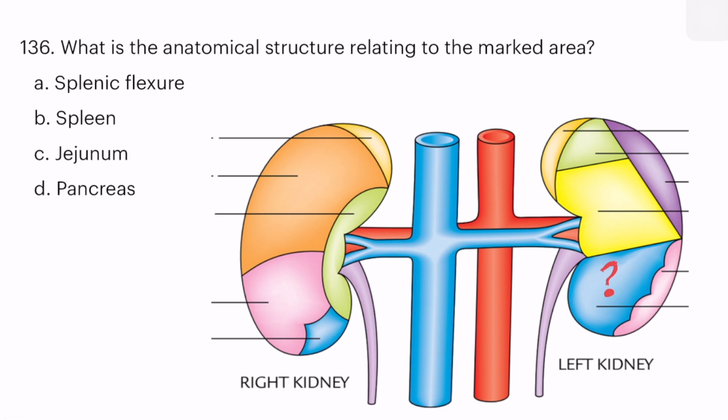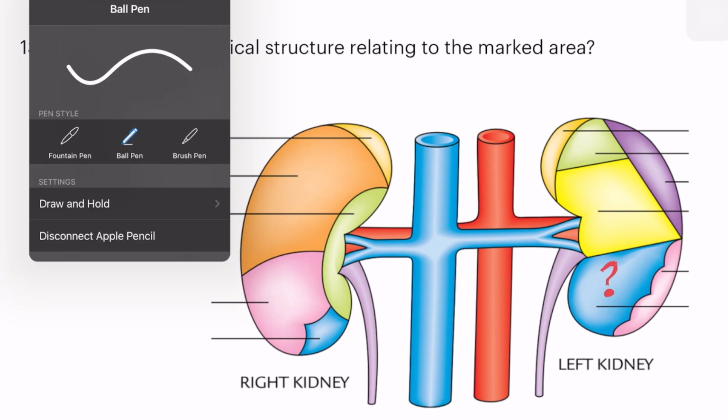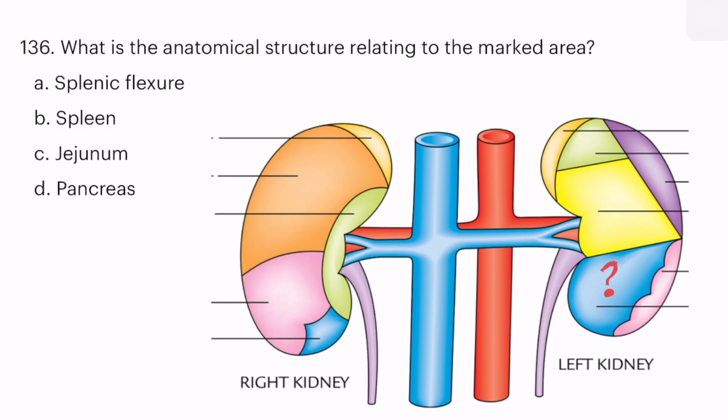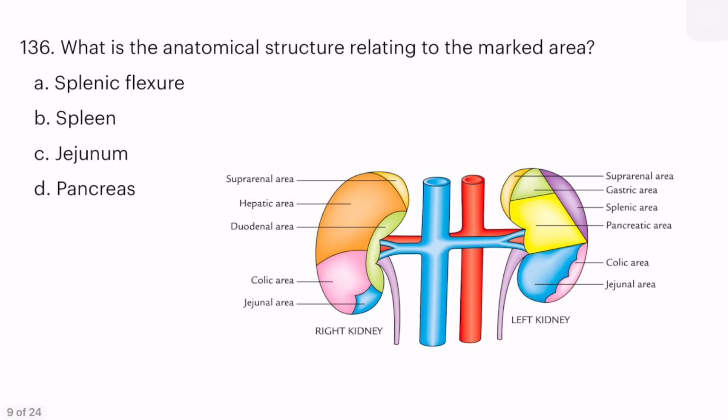What is the anatomical structure relating to the marked area? This is the marked area. So the anatomical structure is jejunum. See, this image is very important because it has been asked many times. All right, it's very important. So please study this image.